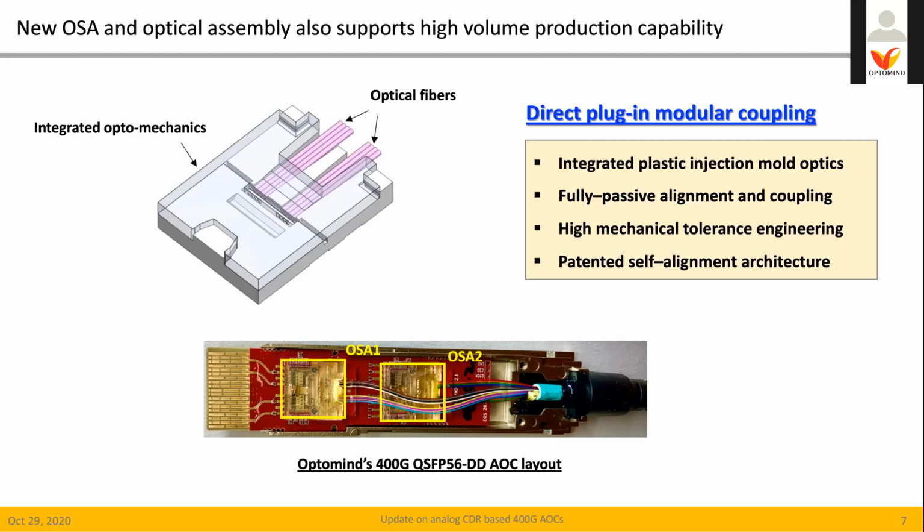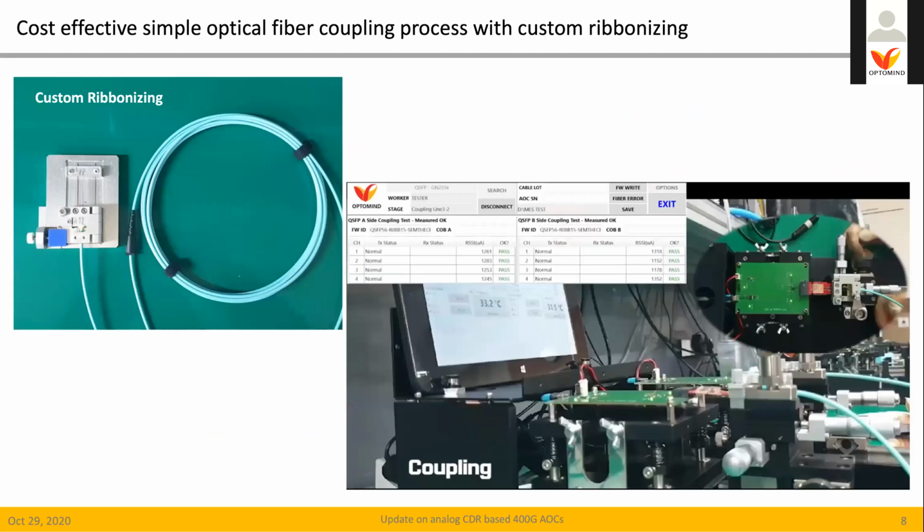We implemented 400G QSFP56 DD-AOC with 2 units of 8-channel OSA and analog CDR-based chipset. This picture shows our optical coupling assembly process with custom ribbonizing.